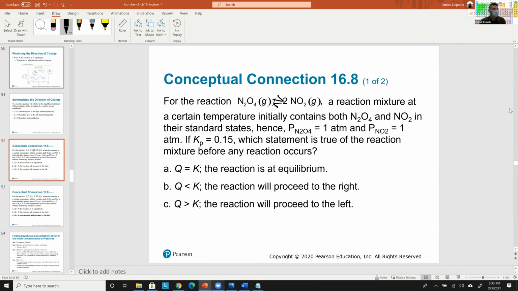If Kp, meaning we're in terms of pressure, so that's good, if the Kp at equilibrium is 0.15, which statement is true of the reaction mixture before any reaction occurs? So basically, which way will it happen? Say that again? Yes. Good, you got it. So which way will it go?